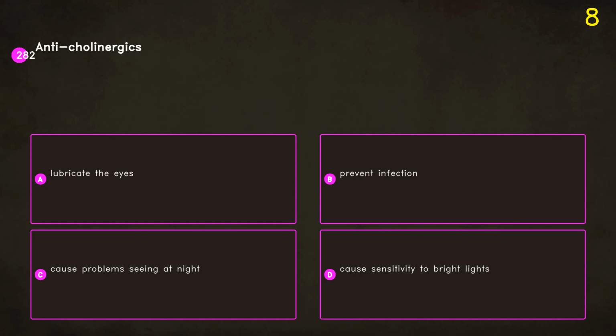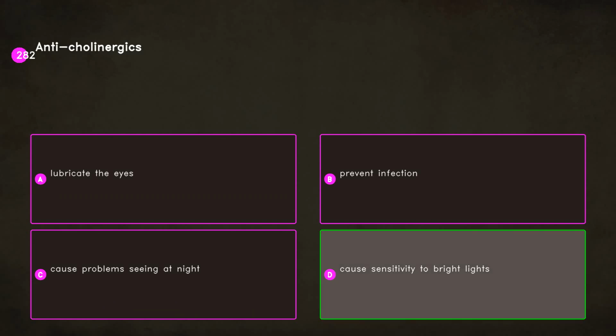Question 282. Anticholinergics A. Lubricate the eyes. B. Prevent infection. C. Cause problems seeing at night. D. Cause sensitivity to bright lights. The correct answer is cause sensitivity to bright lights.